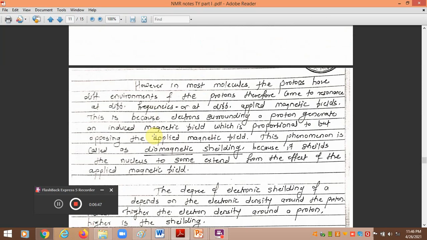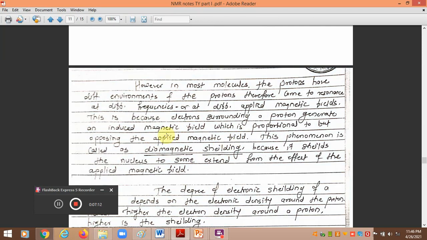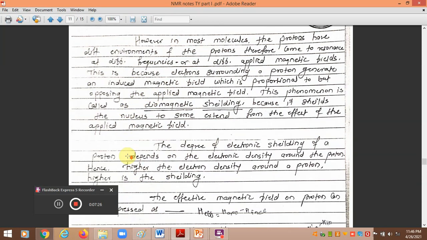And this is because the proton is surrounded by electrons, and these electrons generate an induced magnetic field, which is proportional to but opposite in direction to the applied magnetic field. So this induced magnetic field, because of the electrons surrounding the proton, opposes the applied magnetic field, and this phenomenon is called diamagnetic shielding. And here it shields the nucleus to some extent from the effect of the applied magnetic field.